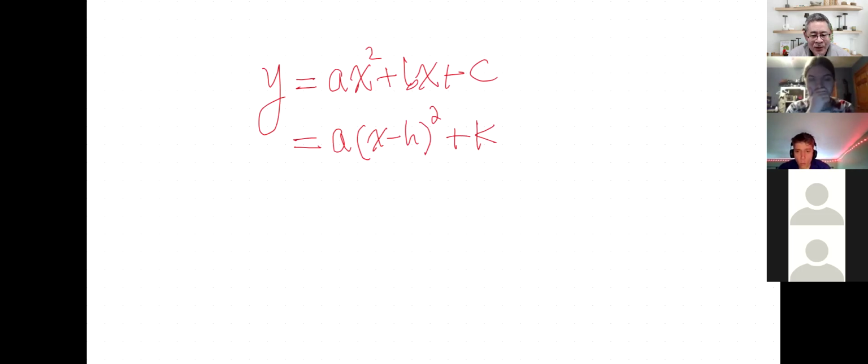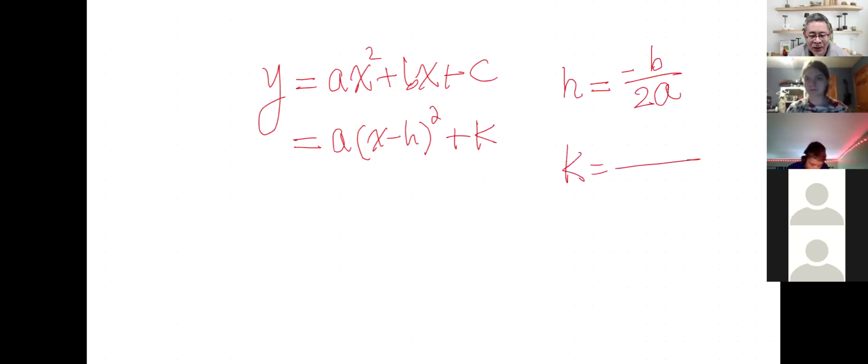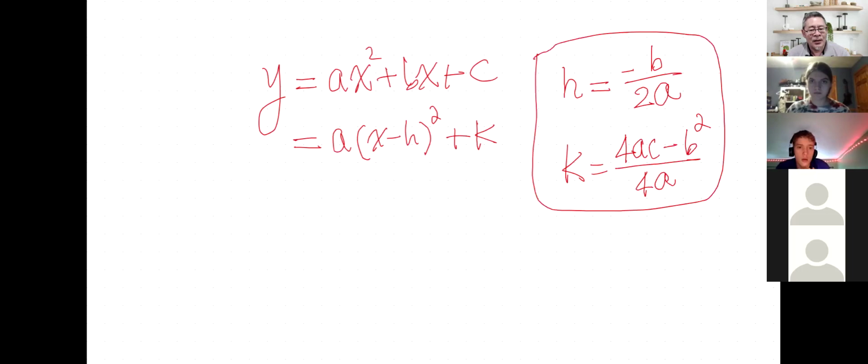So the formula is this, and let's see if you still remember. h is negative b over 2a. Now k is 4ac minus b squared over 4a. Do you remember this? Yes. Okay, this is based on our completing the square to get this. So once you have the formula, it becomes easy. We just plug in the formula.